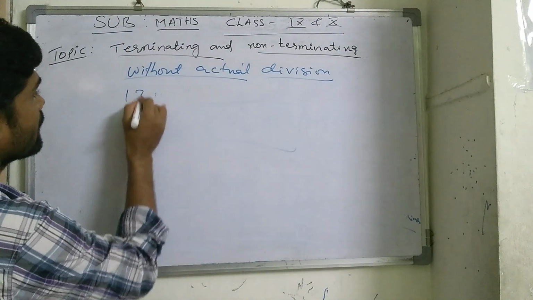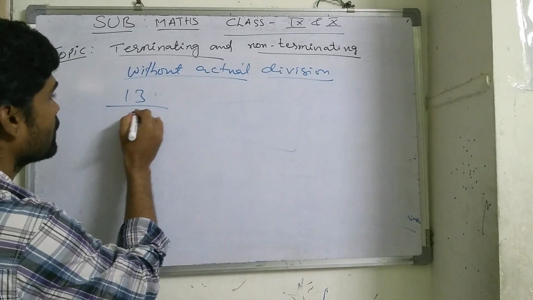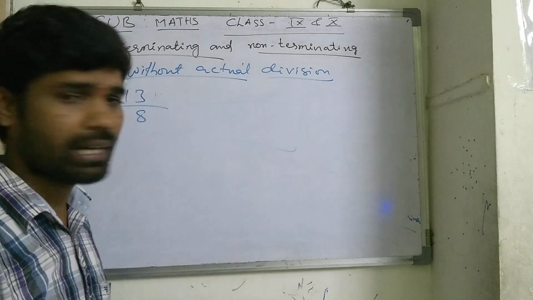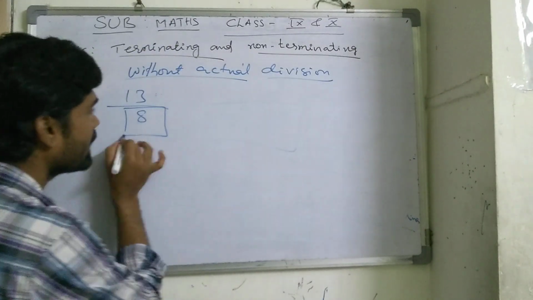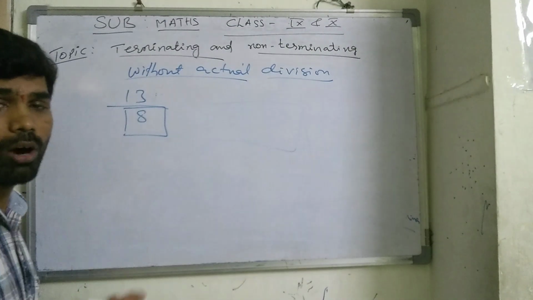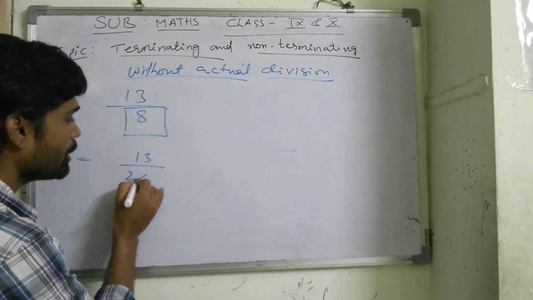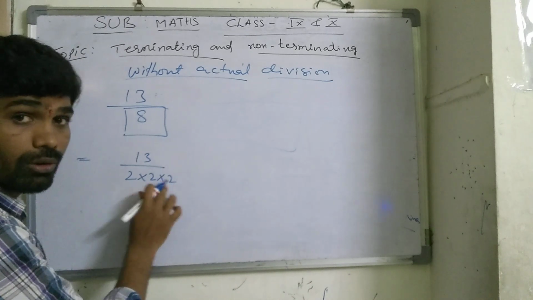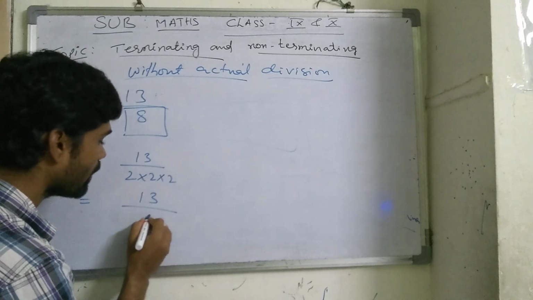So take 13 by 8. Here we won't go through the division method. We have to check out the denominator. What is the denominator here? 8. So 8, how can we write? 8 can be written as 2 into 2 into 2, which is 2 power 3. Therefore 13 by 2 power 3.